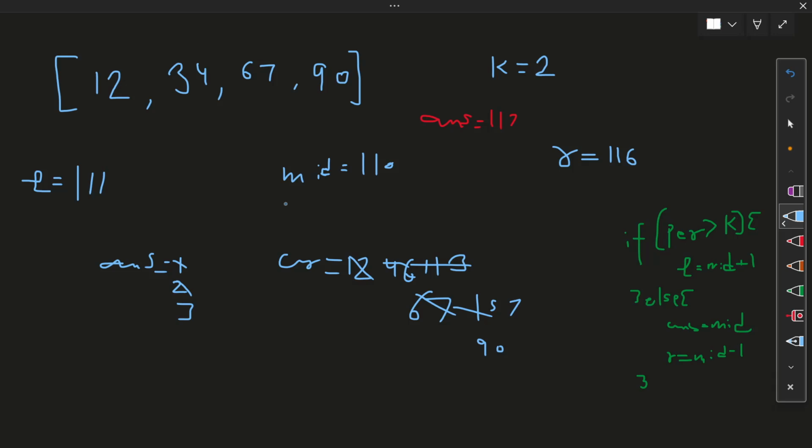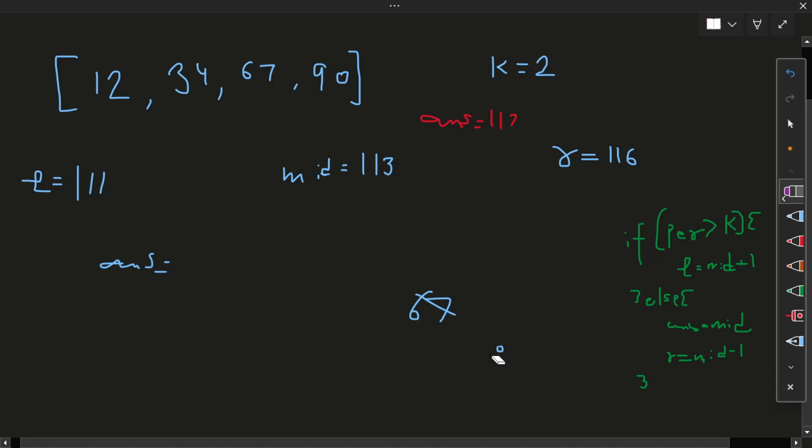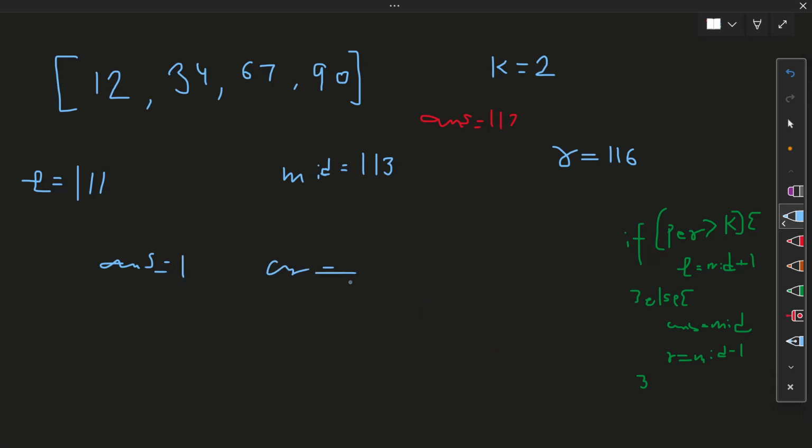So 111 plus 116 divided by 2, we got 113. Then let's find out the first person. We got 12 plus 34, we got 46. Then we got 67, means 113. Yes, he can read this book.